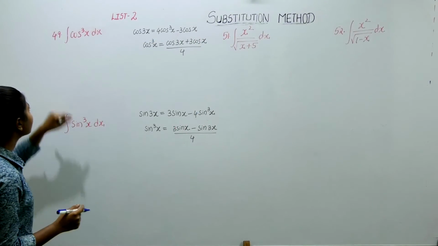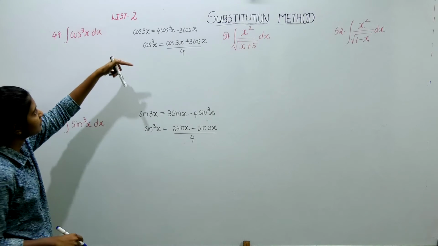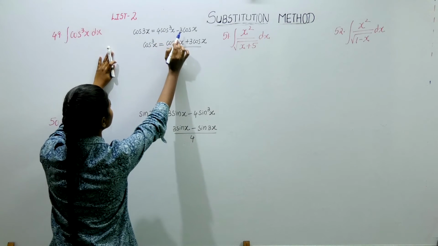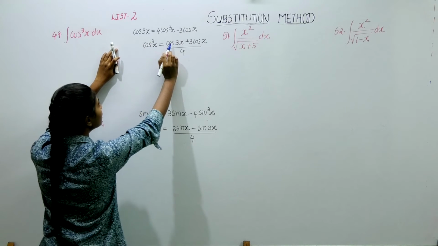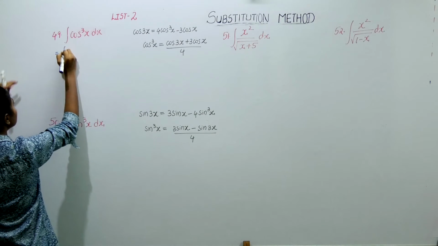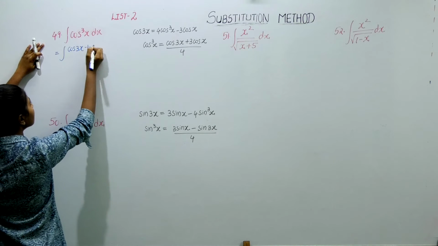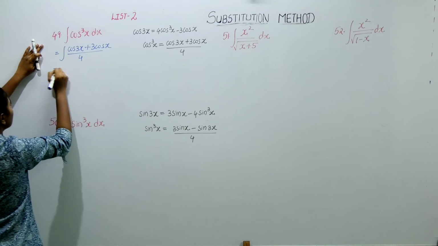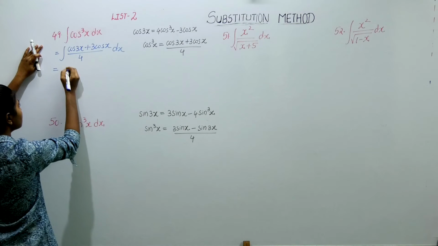Next one, the 49th question. It is given as integral cos cube x dx. In trigonometry we have cos 3x. Cos 3x is equal to 4 cos cube x minus 3 cos x. From this we can write cos cube x is equal to (cos 3x plus 3 cos x) by 4. Now, in place of cos cube x, I substitute (cos 3x plus 3 cos x) by 4.